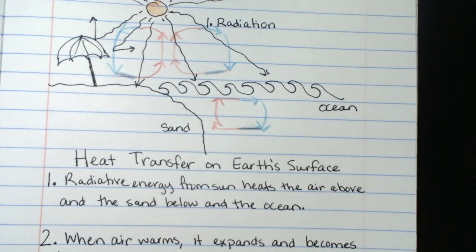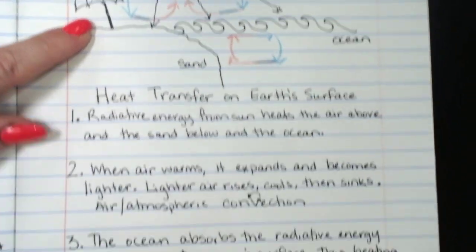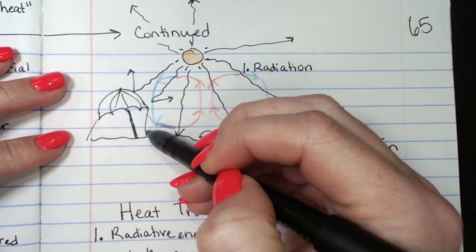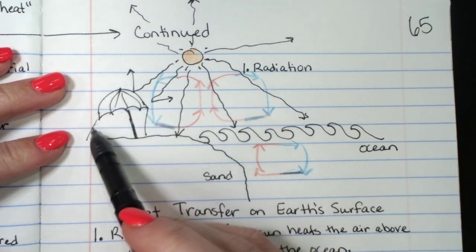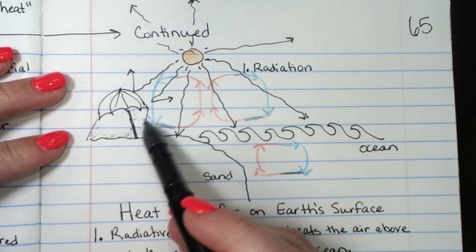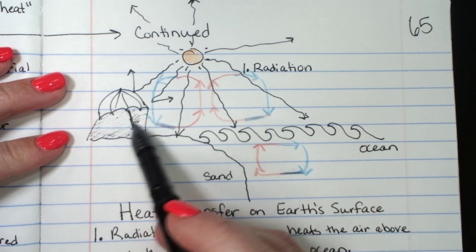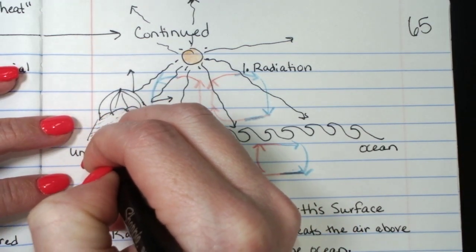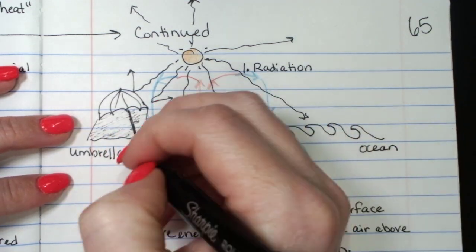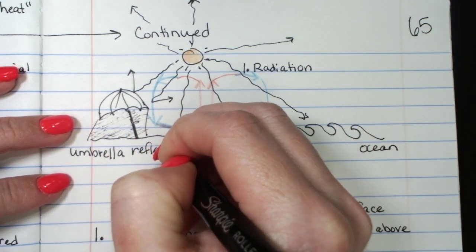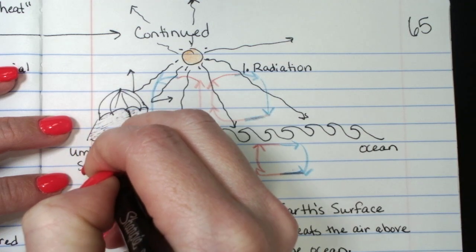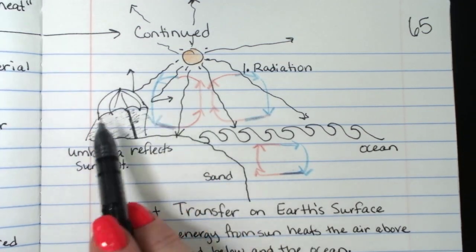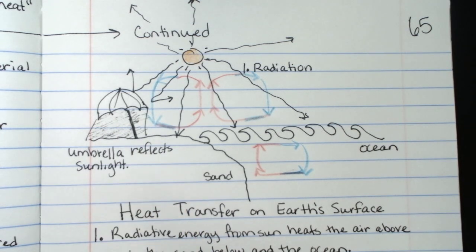All right, everyone. Oh, umbrella. We did not address the umbrella. Under my umbrella. All right, so umbrella. What happens here? Here's my shade. So the umbrella reflects sunlight. This keeps the temperature lower. This keeps the sun from shining and burning your skin.